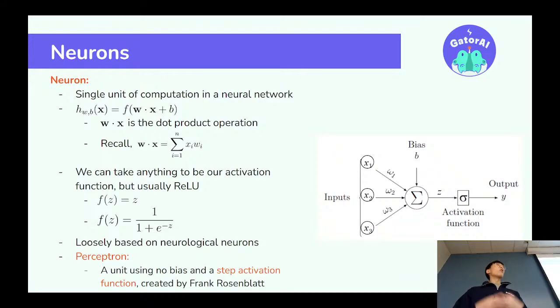Neurons are loosely based on actual neurological neurons. The first kind of neuron was called a perceptron, and it was a neuron that used basically no bias term in the calculation of the output, and it had a step activation function. The step activation function was essentially that if the output of the summation was above a certain amount, it just returned that. If it was below a certain amount, it would return 0. This was created by Frank Rosenblatt, and this kind of led to the entirety of neurons being developed.